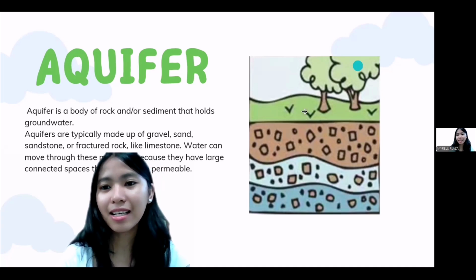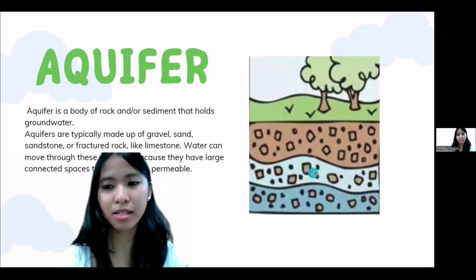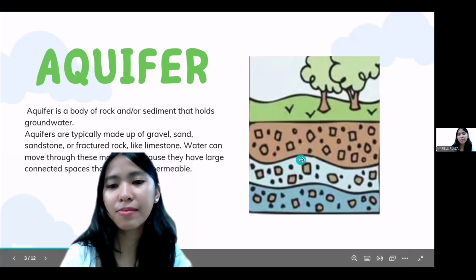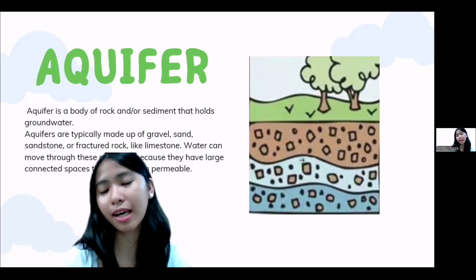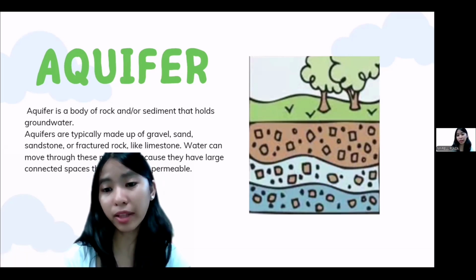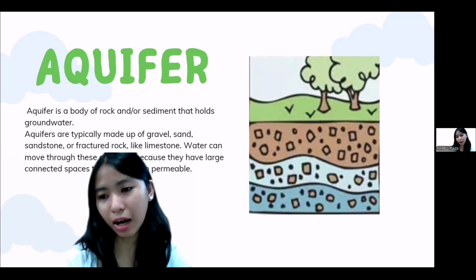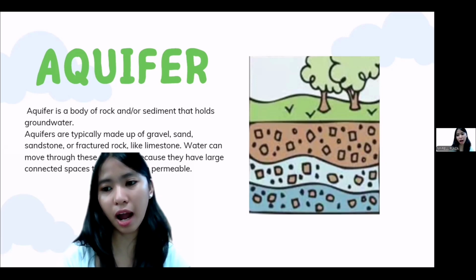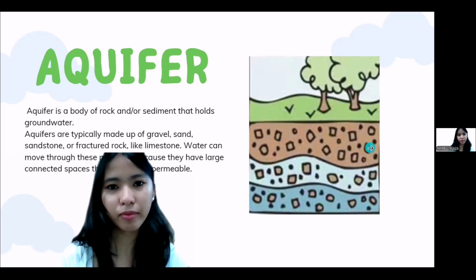As you can see in the illustration, let's assume these shapes are materials like limestone and fractured rock. As you can see, they have spaces in between. Those spaces are where the groundwater is stored or contained, and that is how the aquifer works: because of the spaces, the water can be stored.